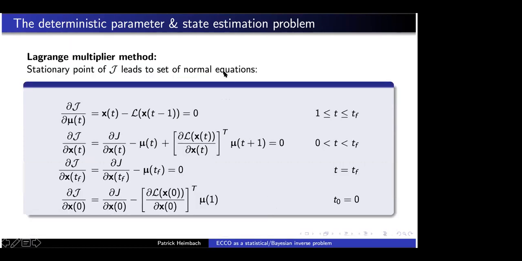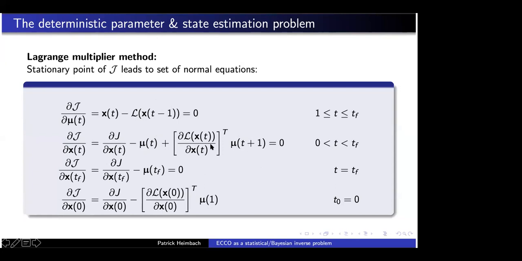The Lagrange multiplier method basically assists in finding the stationary point in J, which leads to the set of normal equations. Finding the gradient of J with respect to the Lagrange multipliers recovers the model equations exactly. And then the derivative of J with respect to the model state leads us to the adjoint equations.